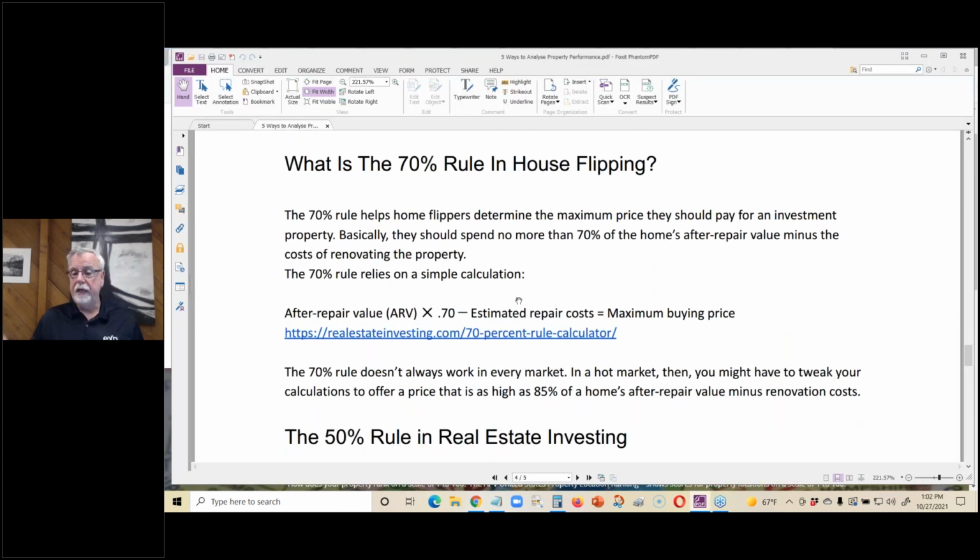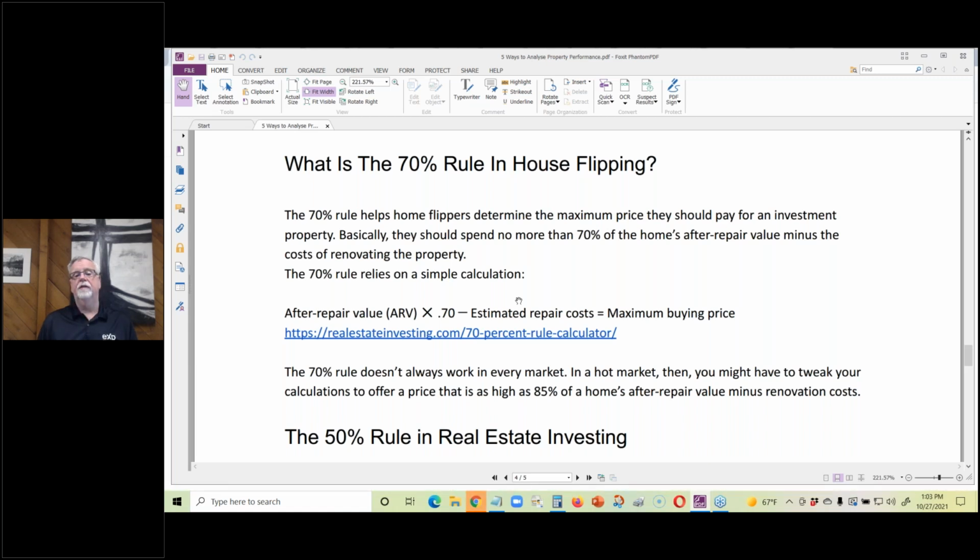So ARV and BRV, somebody asked me to explain those. If you have investor clients and they're online studying the 70% rule, you're going to hear what ARV means: after repaired value. And this is most of the time one of the more difficult things.